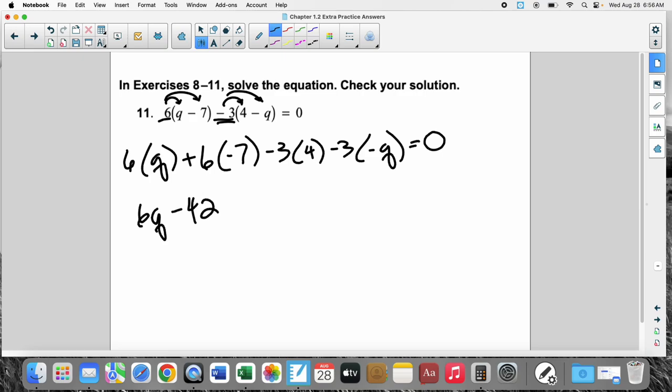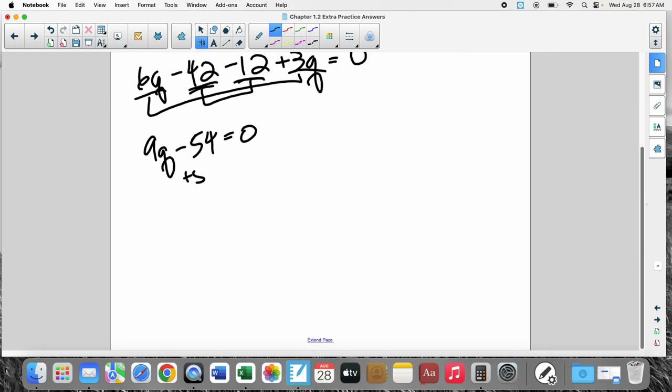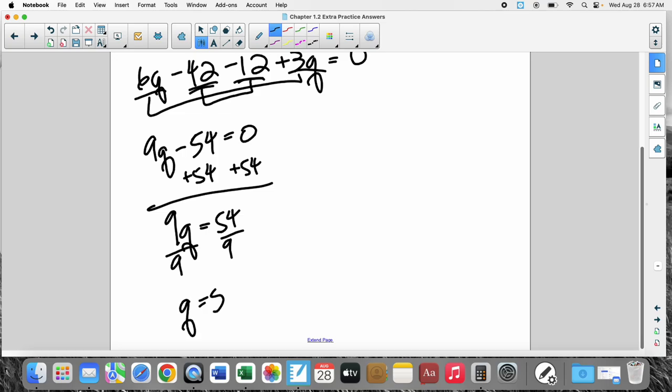6q minus 42 minus 12 plus 3q equals 0. Like terms, you get 9q minus 54 equals 0. Add 54, 9q equals 54, divide by 9, q equals, not 5, 6. Woo, that was close. q equals 6.